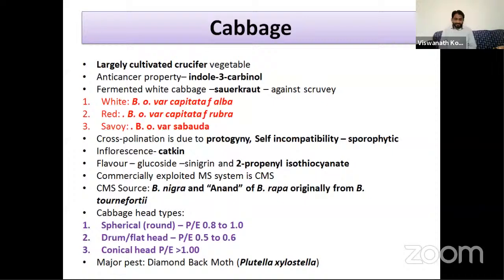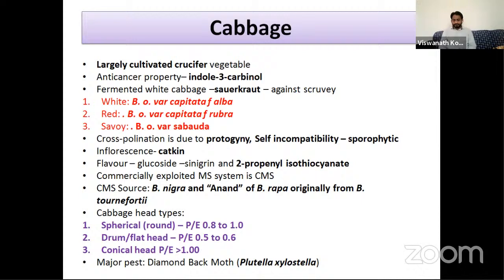And based on the color of the cabbage head, whether white color, red color, or savoy color, different forms are there. Brassica oleracea variety capitata, forma alba, white color head, forma rubra, red color head, and variety sabauda is the savoy cabbage. Savoy means the leaf that falls.